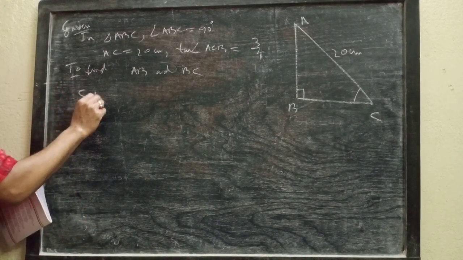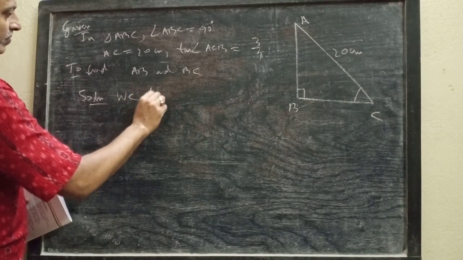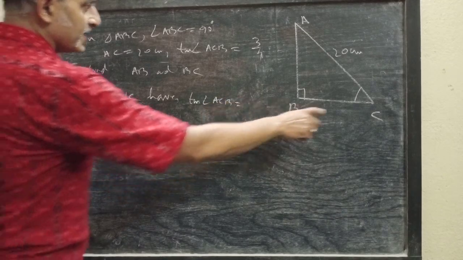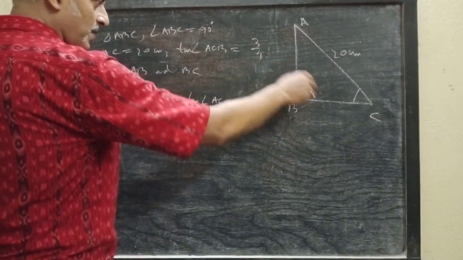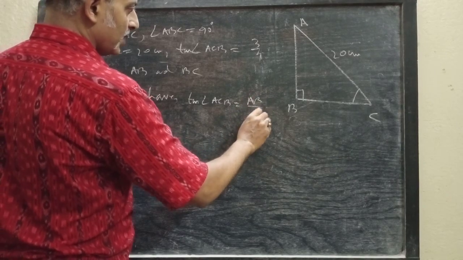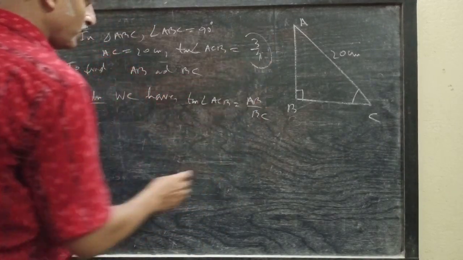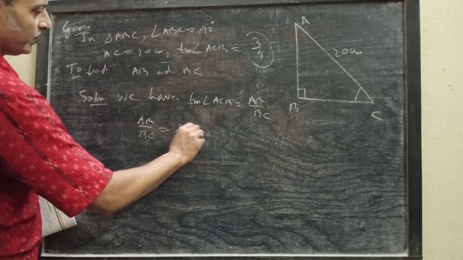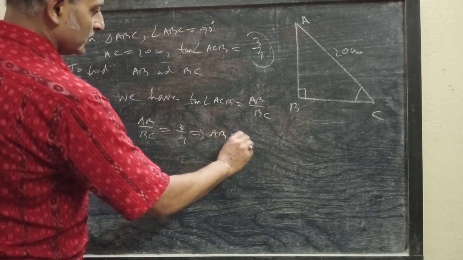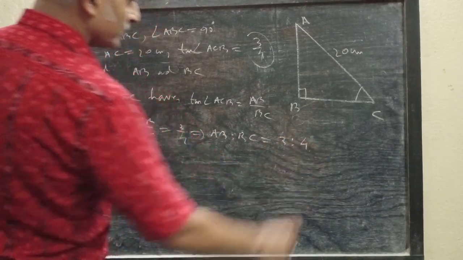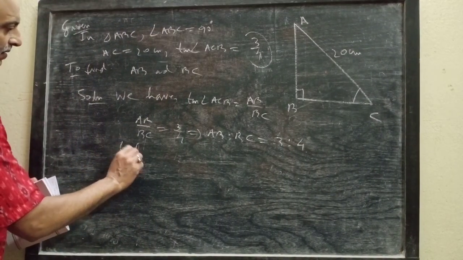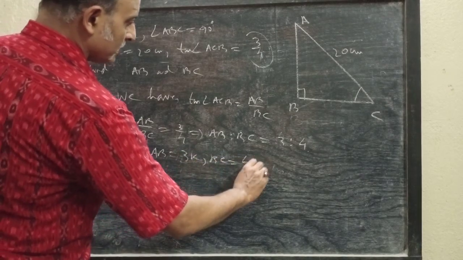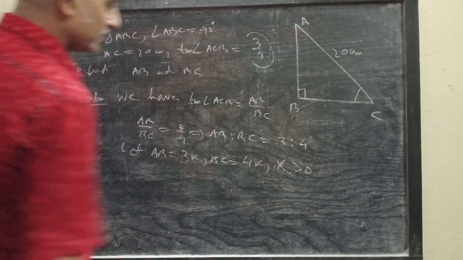Solution. We have tan angle ACB, tangent of this angle, P by B, that is AB by BC, and this is given to be 3 by 4. Therefore, AB by BC is equal to 3 by 4. That implies AB is to BC is 3 is to 4. So let AB equal 3K and BC equal 4K. K is a constant more than 0.